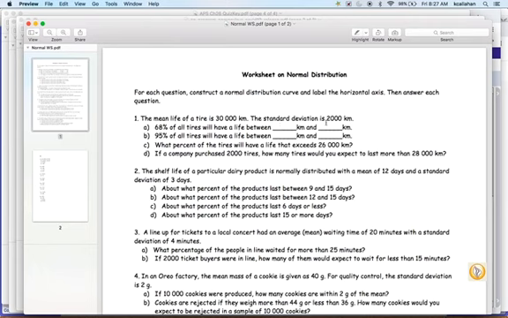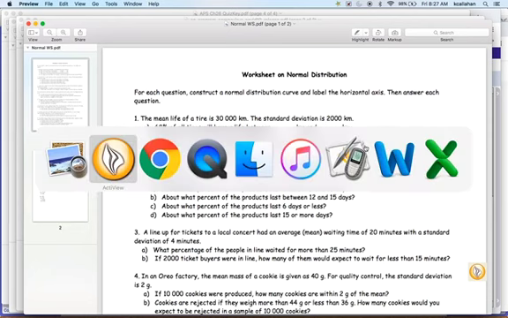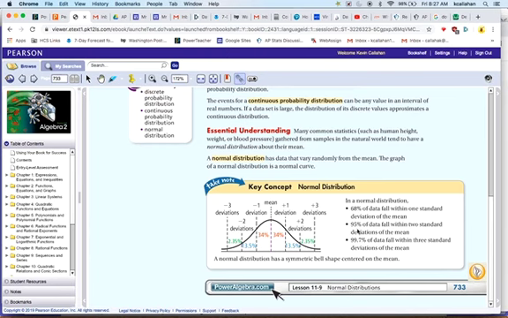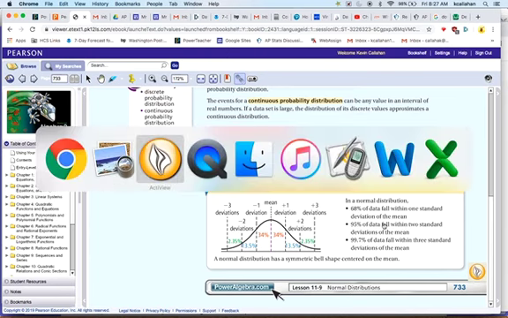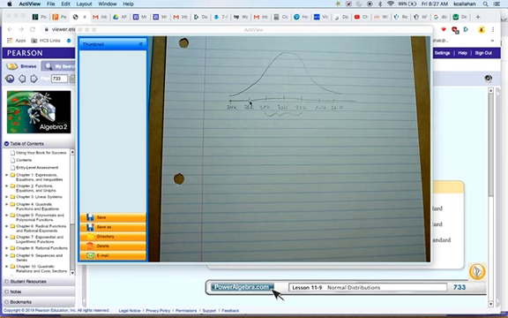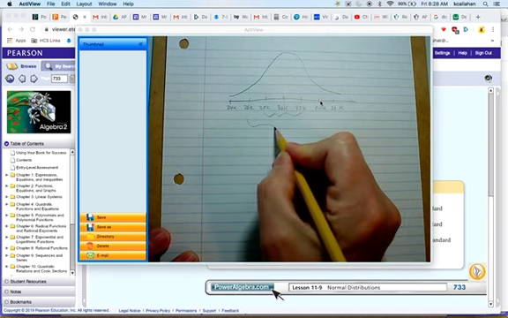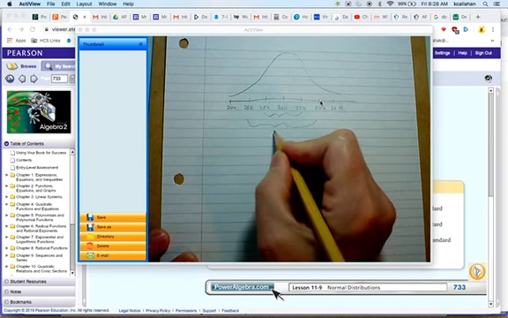95% of the data should have a life between... Okay, the 95% is within 2 standard deviations of the mean. For our picture, that would be between 26K and 34K, right? In between these two, that's 2 standard deviations.